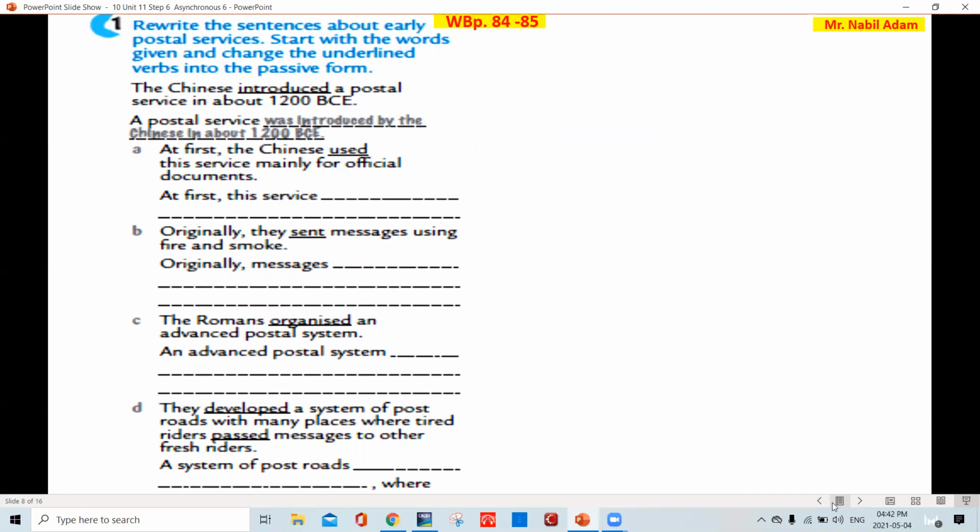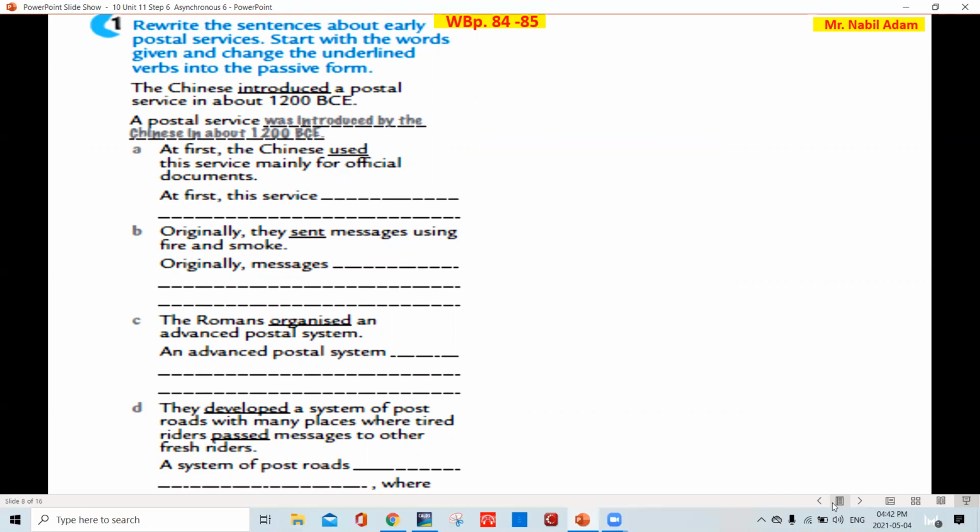Example: The Chinese introduced a postal service in about 1200 BCE. Where is the subject? The Chinese. Where is the object? A postal service. A postal service was introduced by the Chinese in about 1200 BCE.